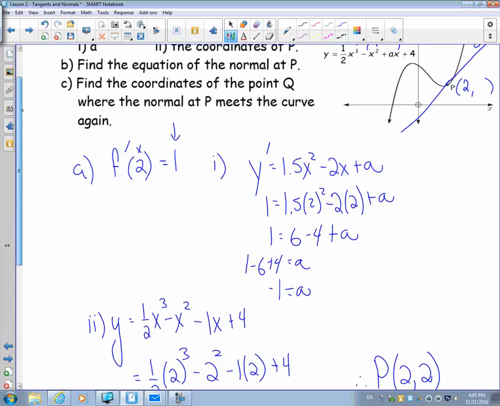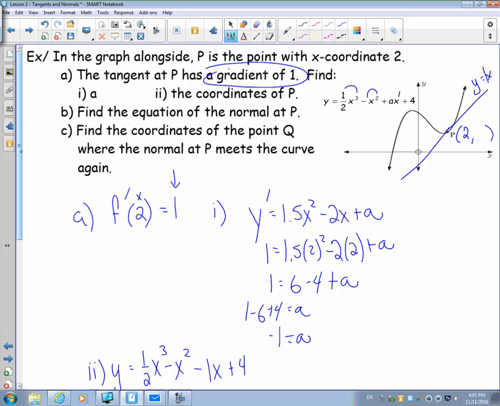Okay, so we did A, now we're doing B. Find the equation of the normal at P. So the normal at P goes through P and is perpendicular to the tangent. So what did we say about the tangent? We said the slope was 1 over here. So the slope of the normal will be the opposite. Flip it over. 1 over 1 becomes 1 over 1, and change your sign. So our slope is -1 for our normal.